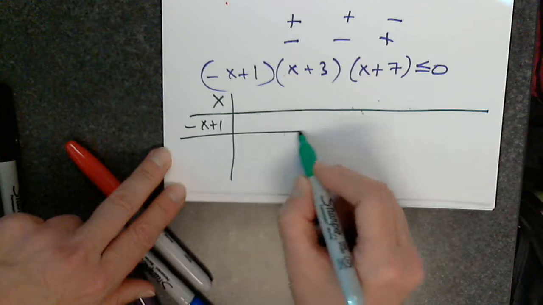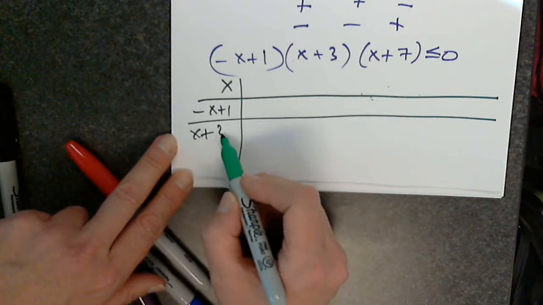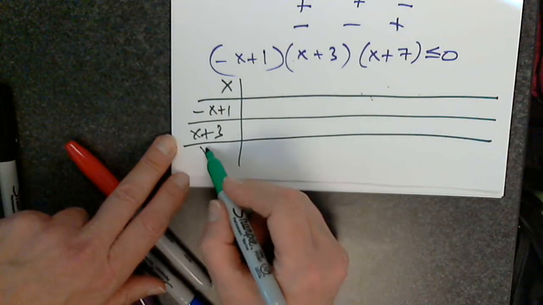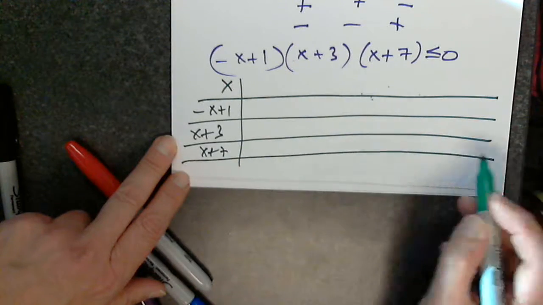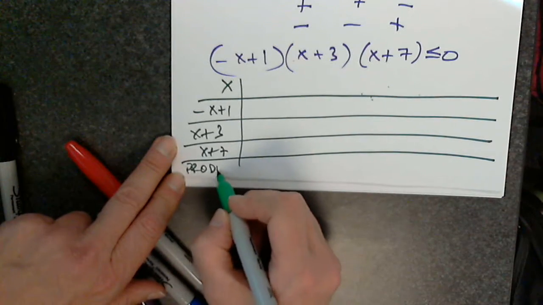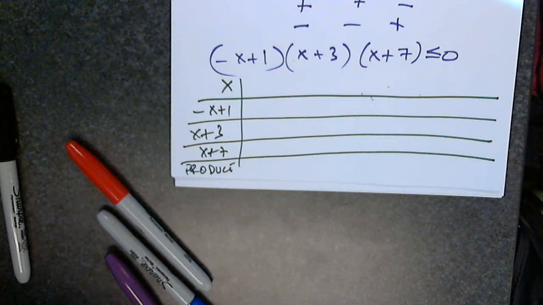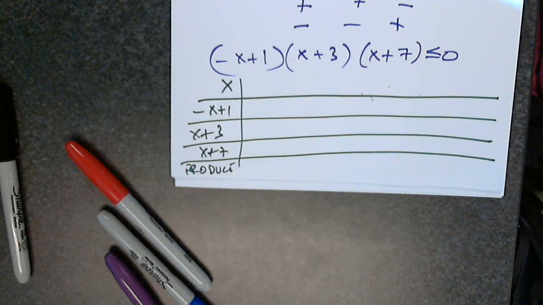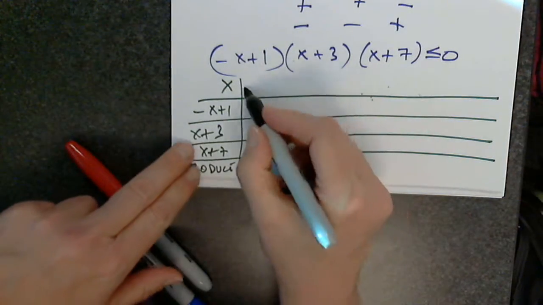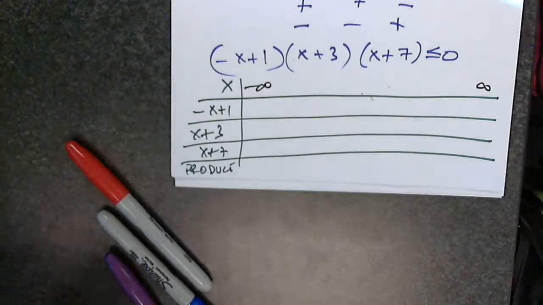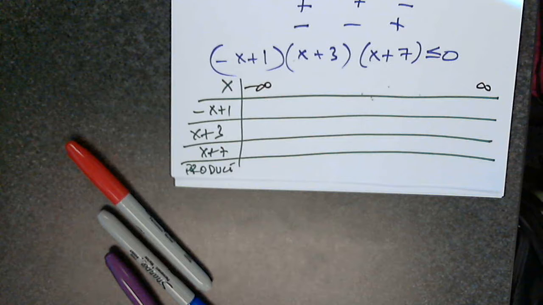So then x is the variable in the problem. Negative x plus 1 is the first factor. x plus 3, the next factor. x plus 7, the next factor. And then I'm going to say product because I ran out of room. So x is a variable in the problem. It can be anything from negative infinity to infinity. Can anyone identify which values I have to put in the chart?